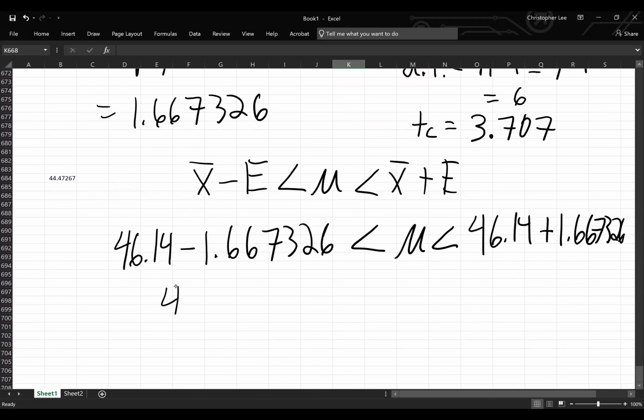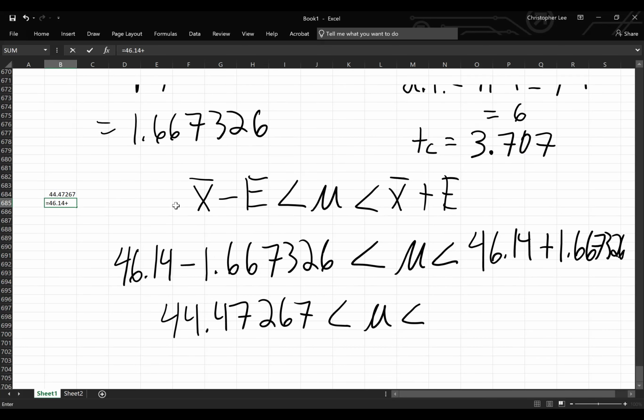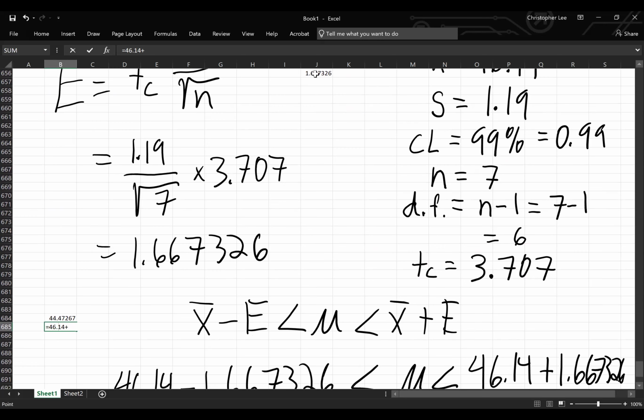So then this is 44.47267 less than mu, less than, then we got to add them. Let me see. So this is 46.14 plus, give me 1 second.